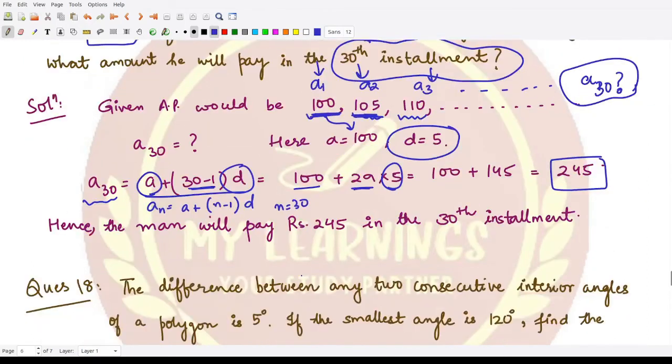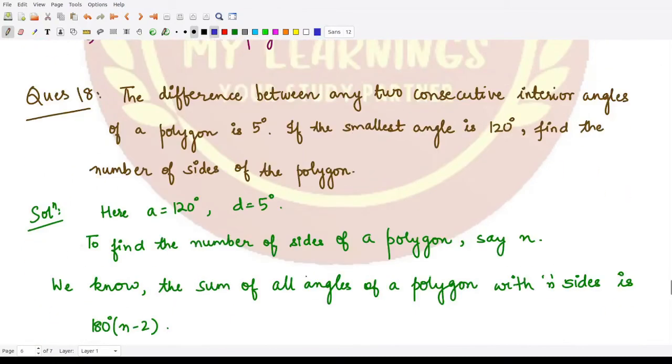Okay, let's now move on to our next question, the 18th question, and the last question of this exercise. In this question, they are saying that the difference between any two consecutive interior angles of a polygon is 5 degrees. We do not know how many sides this polygon has, so let's make dots for so many sides. But what they are saying is that the difference between any two consecutive interior angles is 5 degrees.